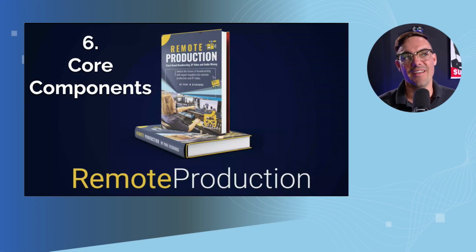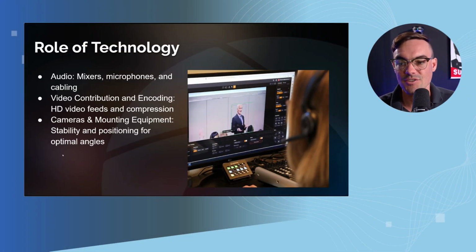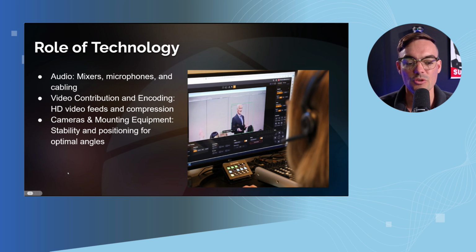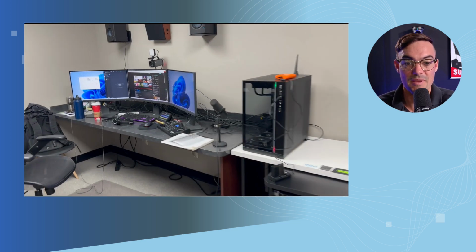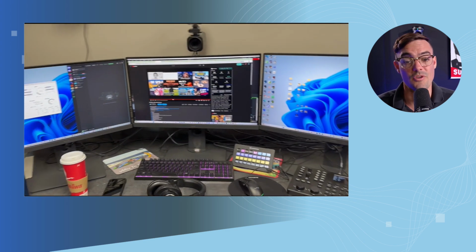All right, let's jump into the core components of remote production. Here we go. Now, we're going to be playing with a lot of this technology, of course, but audio is super important. You can see I'm using a Shure SM58, which is my favorite microphone. And it is connected to, you may have seen this earlier in our demo, a PC. And it's connected to a PC via an audio mixer.